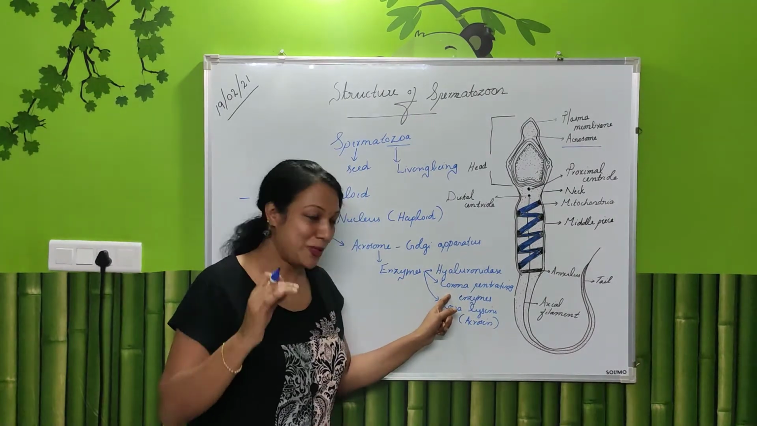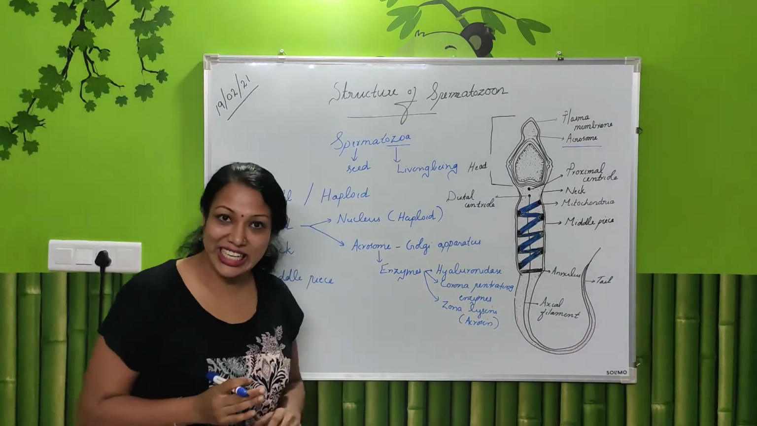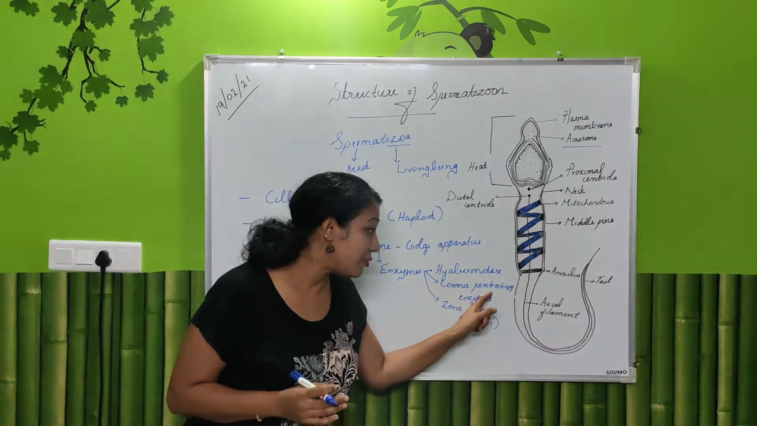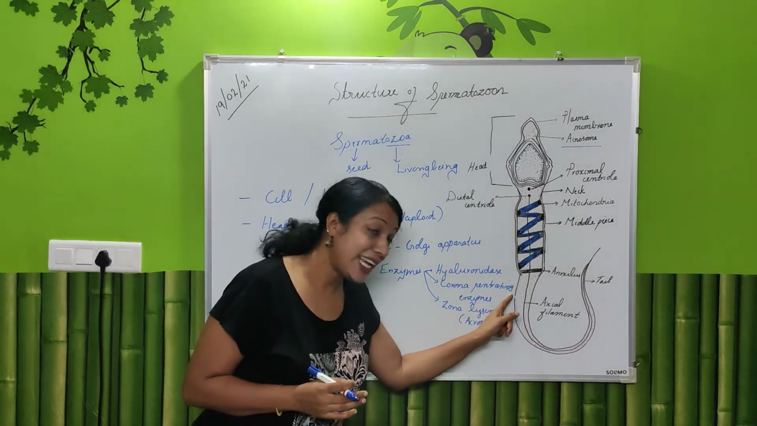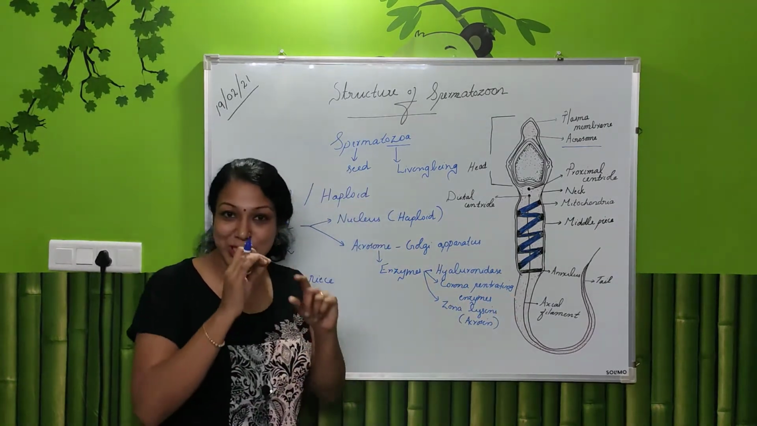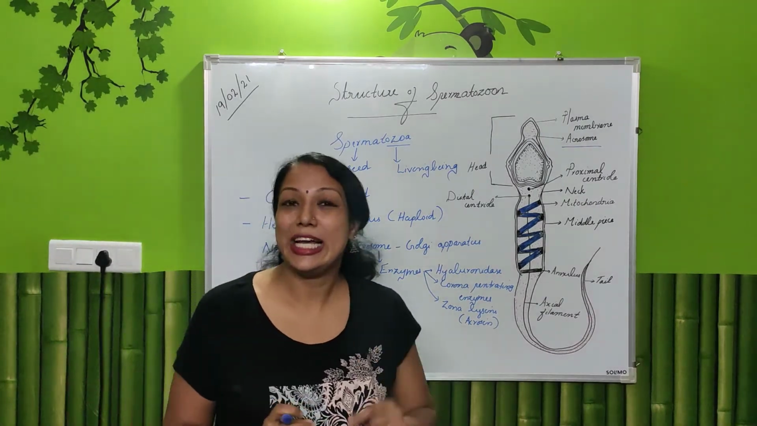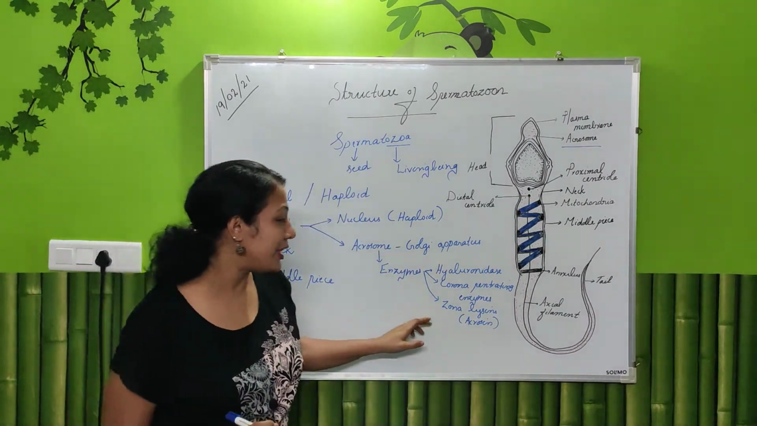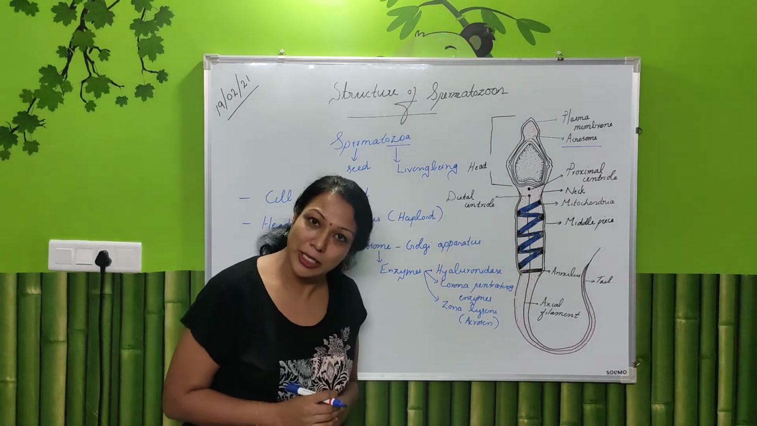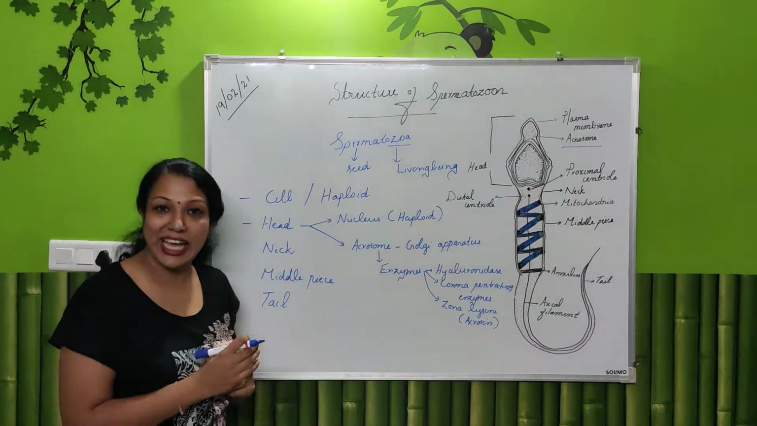Now the egg possesses a corona radiata layer, right? So that will be penetrated with the help of corona penetrating enzymes. Now zona pellucida is the next layer of the egg, so that will be penetrated with the help of zona lysins. Okay, so this is what is present in the head.